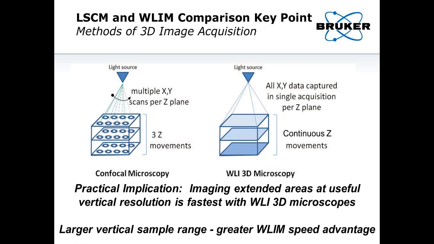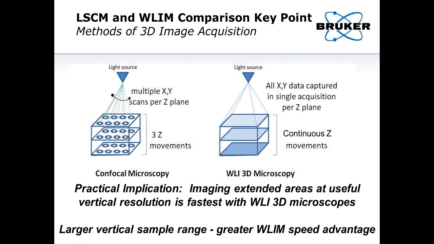So what is the practical implication here? It's really an extension of what we talked about on the previous two charts. If you're wanting to image one single field of view or a very low vertical height range, the laser scanning confocal system does that perfectly well and quickly. If you want an extended area image, or if you have a long Z range to image, it's done more quickly with a coherence scanning type system.